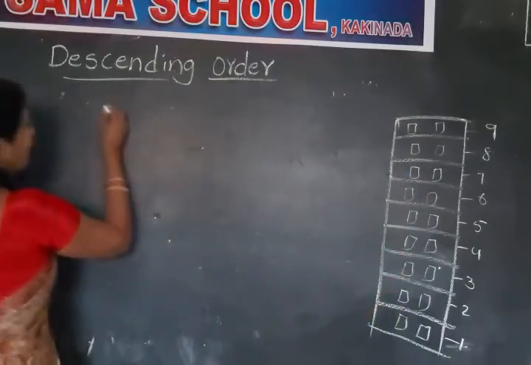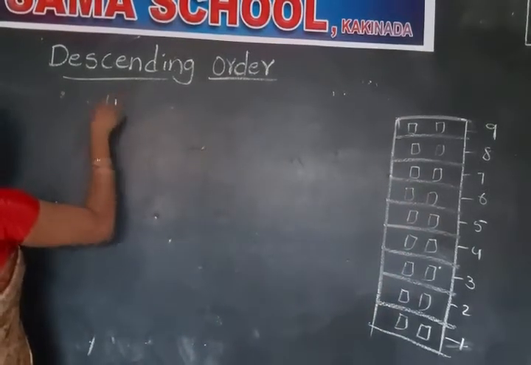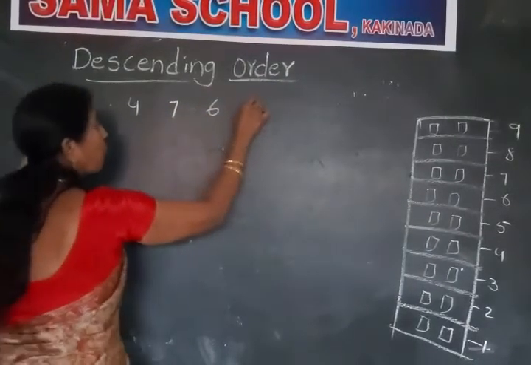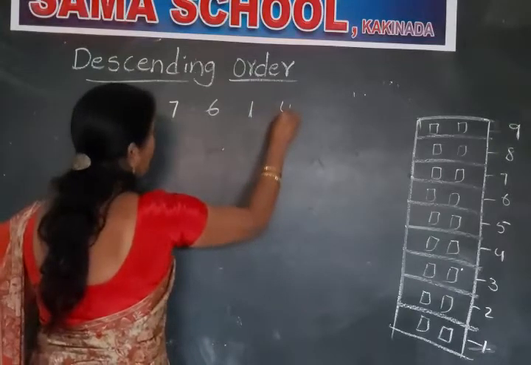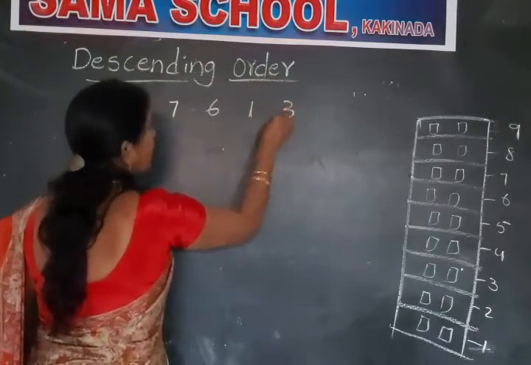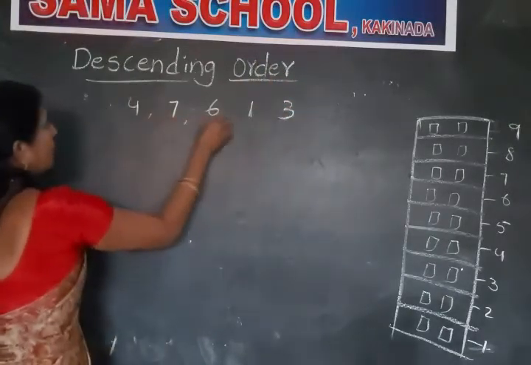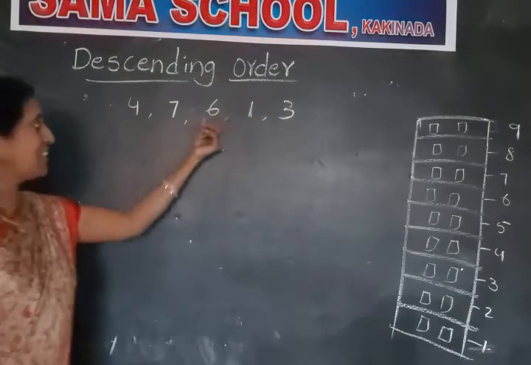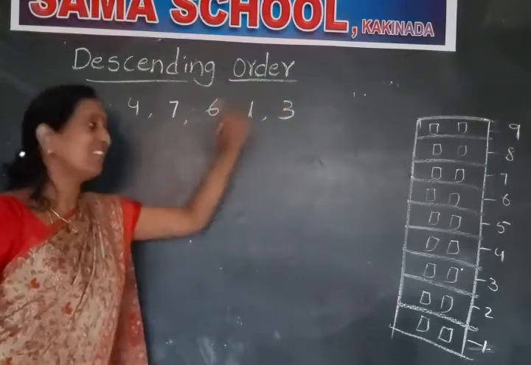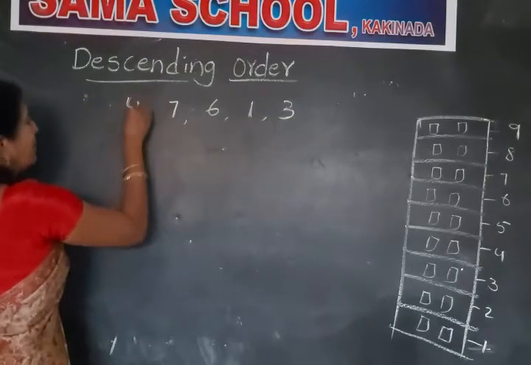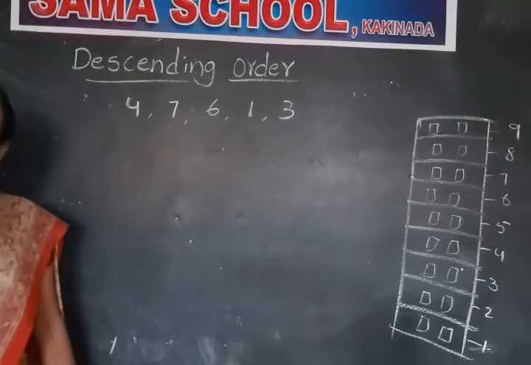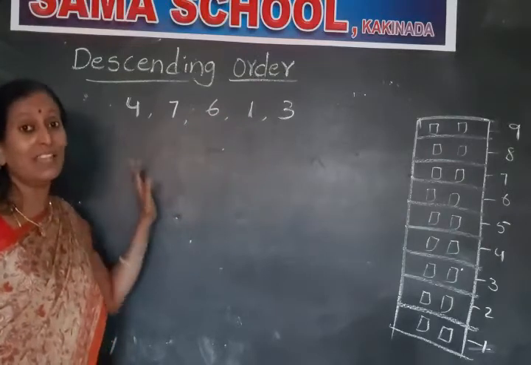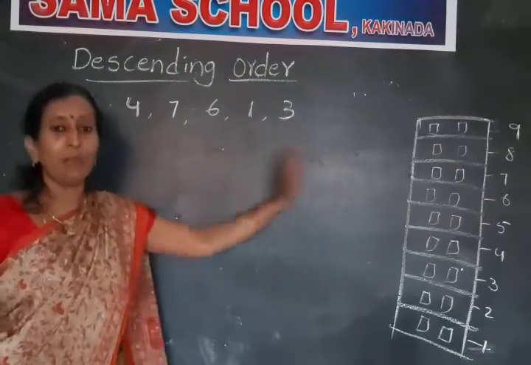Now I am giving some numbers: 4, 7, 6, 1 and 3. See here, you arrange these numbers in descending order. Descending order means you arrange from the big number to the small number.